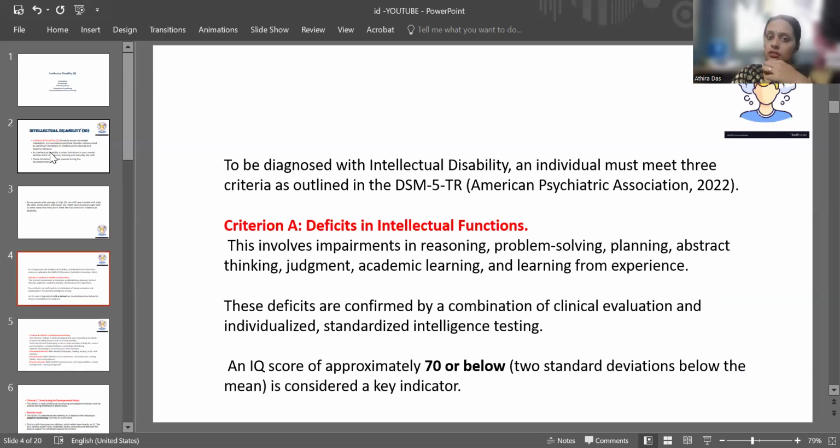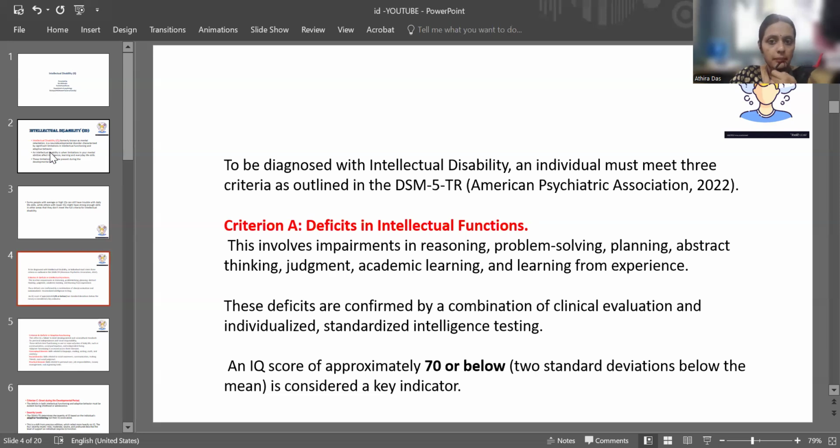So, to be diagnosed with intellectual disability, an individual must meet the criteria as outlined by DSM-5-TR, which is the recent technique or material that we check to figure out the major criteria or major requirements to identify a particular disorder.